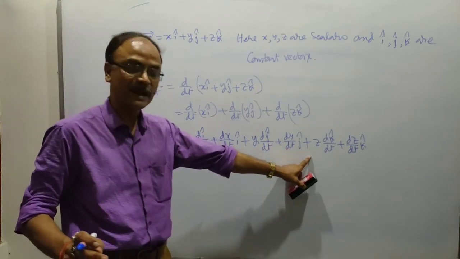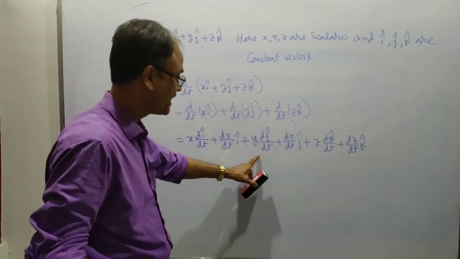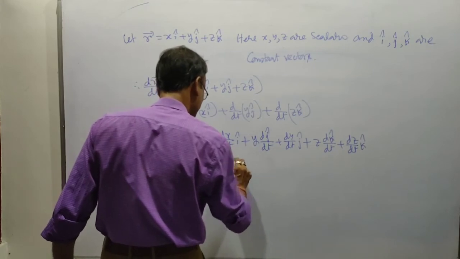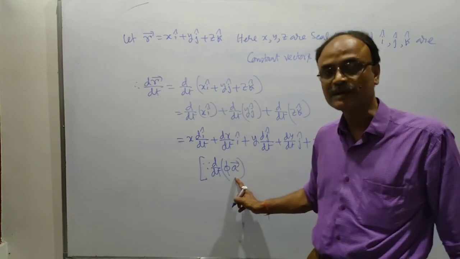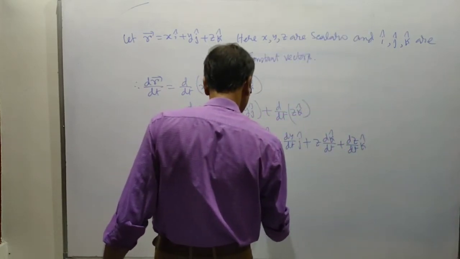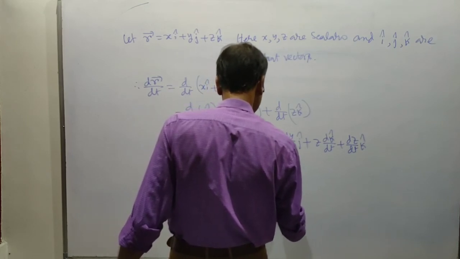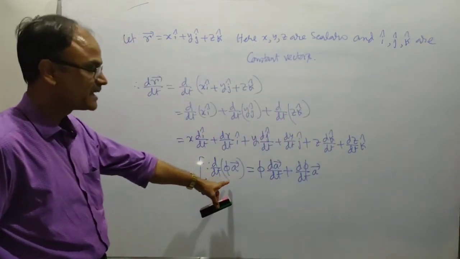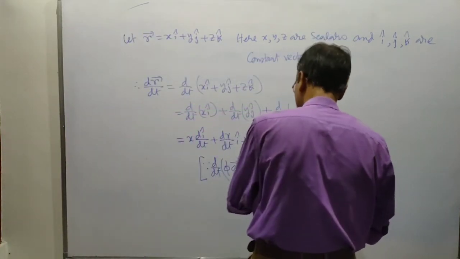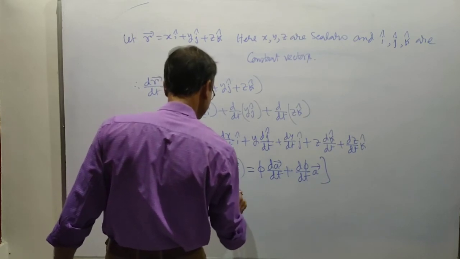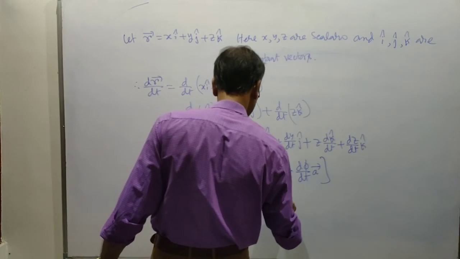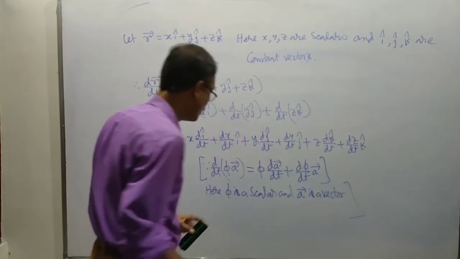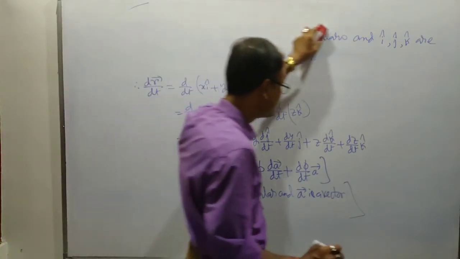We have applied theorem number 4 here. Since d dt of phi A vector equals phi dA vector by dt plus d phi by dt A vector, where phi is a scalar and A vector is a vector. Here phi is a scalar, A is a vector. We have applied number 4 here.